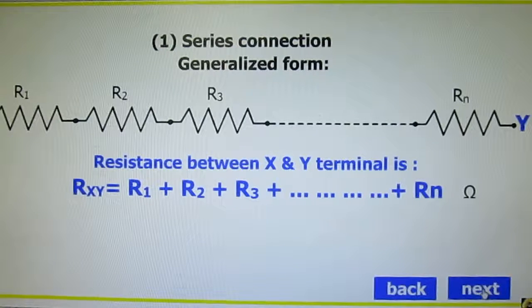Generalized formula: there are a number of resistors R1, R2, R3, R4 and so on up to Rn. Then Rxy will be R1 plus R2 plus R3 plus R4 plus so on up to the last one. That is the generalized formula. So this is series connection.